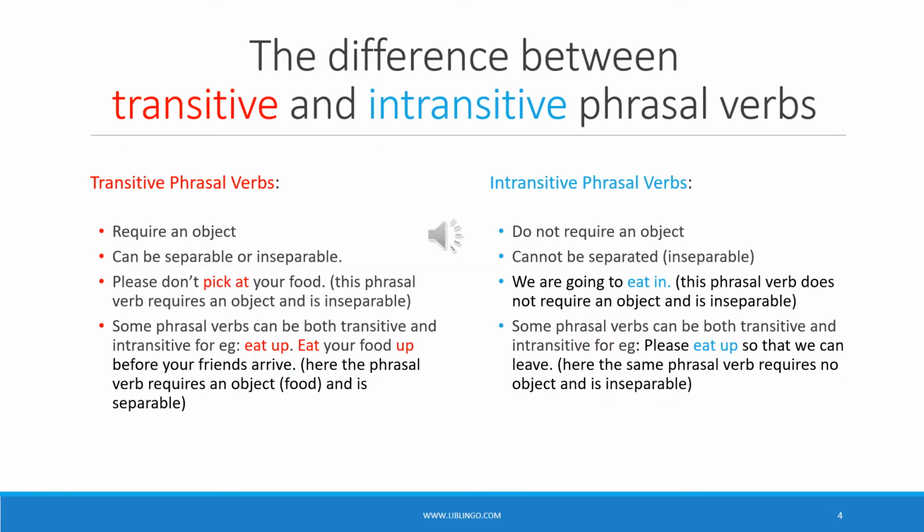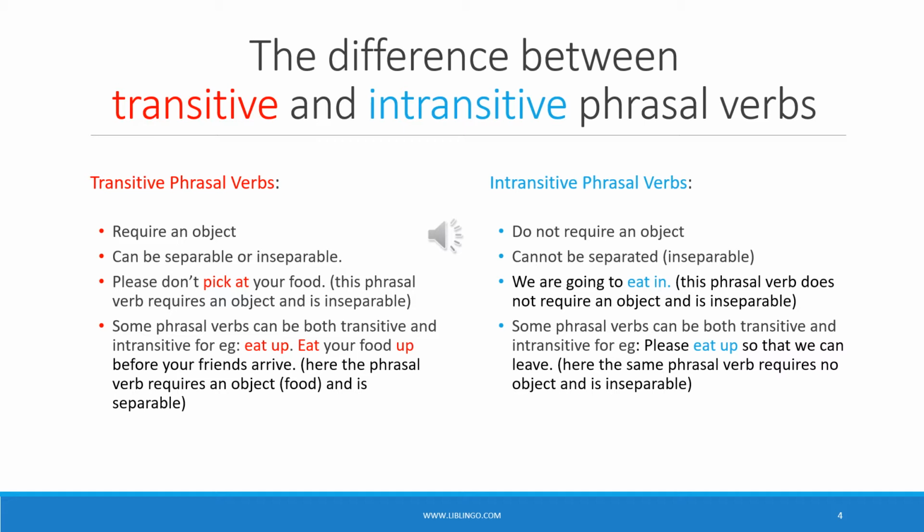What is the difference between transitive and intransitive phrasal verbs? Here are the differences. A transitive phrasal verb requires an object. They can be separable or inseparable. For example, please don't pick at your food. This phrasal verb requires an object and is inseparable. Some phrasal verbs can be both transitive and intransitive. For example, eat up. Eat your food up before your friends arrive. Here the phrasal verb requires an object, food, and is separable.